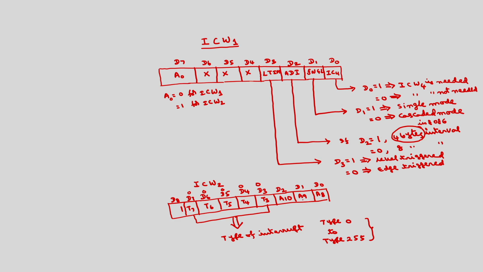Whereas A8, A9 and A10 will be used for generating the address of this 8259. That we will discuss while discussing the interfacing of 8259 to 8086. This is the ICW2 format. So, this ICW1 and ICW2 are mandatory, compulsory, as is clear from yesterday's flow chart also.